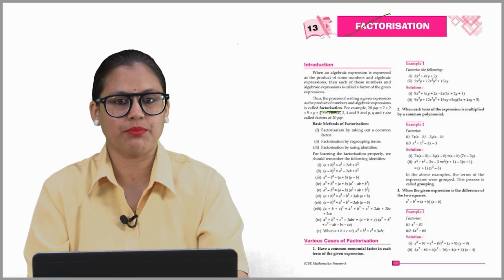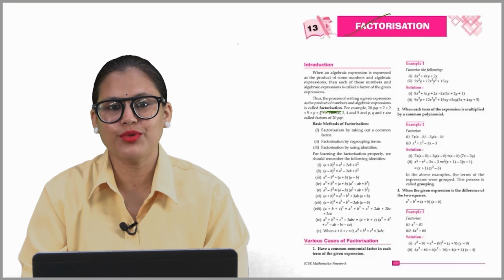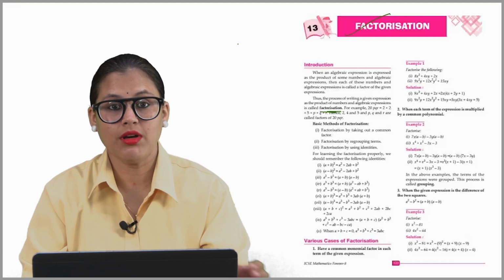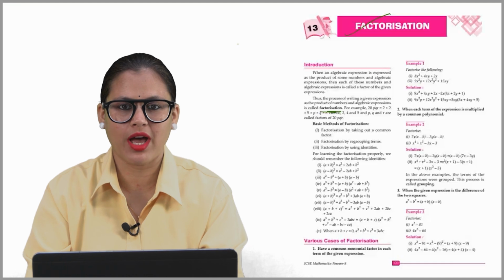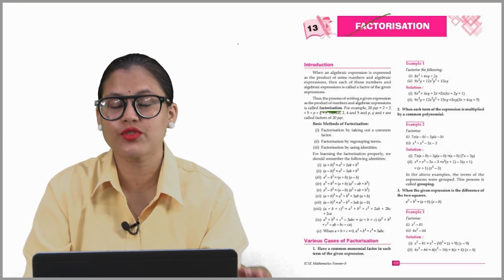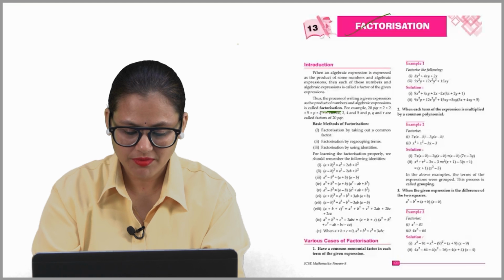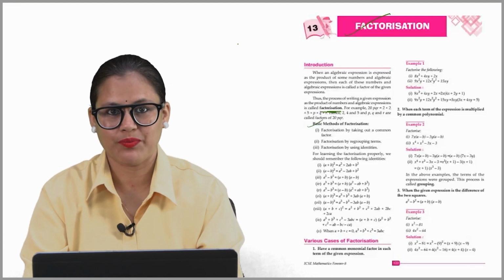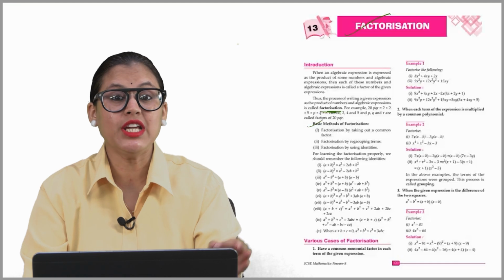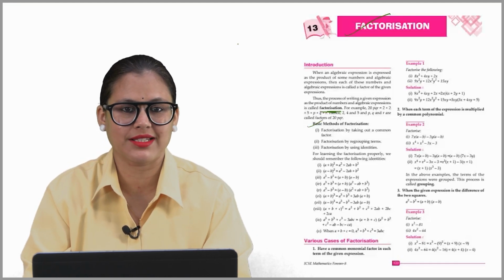For example, 20PQR is equal to 2 into 2 into 5 into P into Q into R. Hence, 2, 2 and 5, and P, Q and R are the factors of 20PQR. Basic methods of factorization. Number 1, factorization by taking out a common factor. 2, factorization by regrouping terms. 3, factorization by using identities.